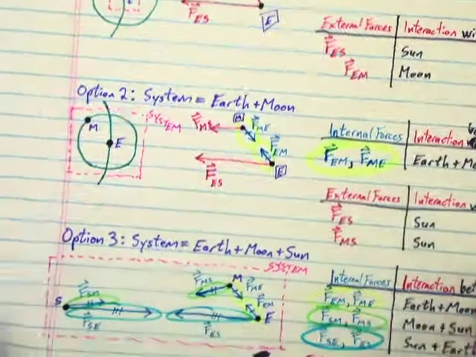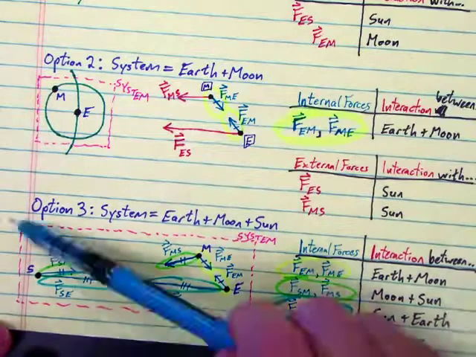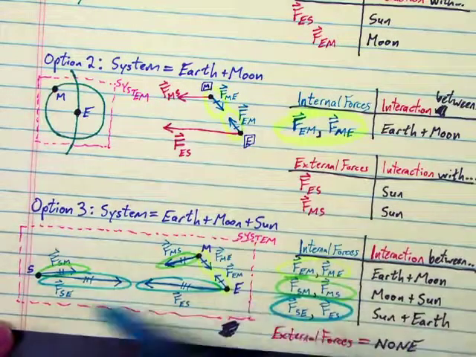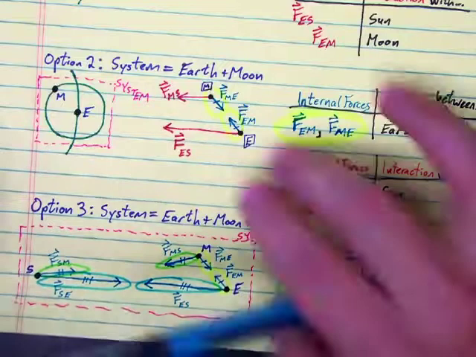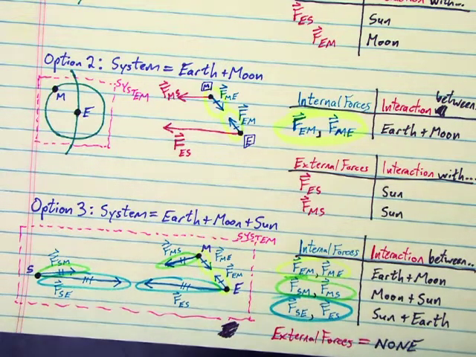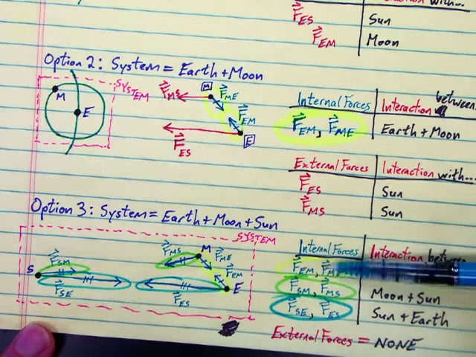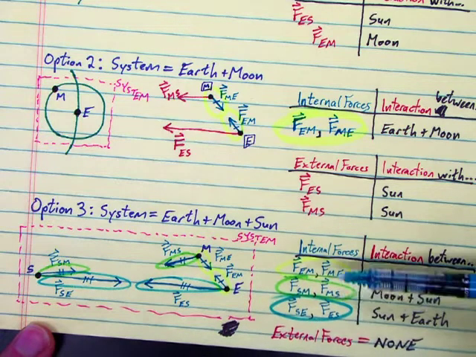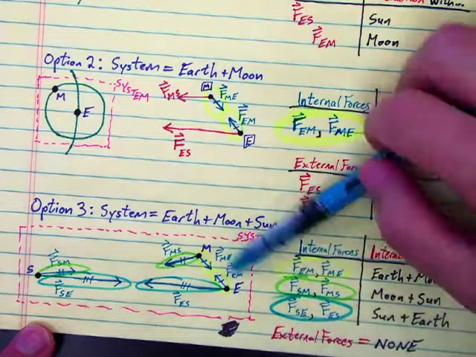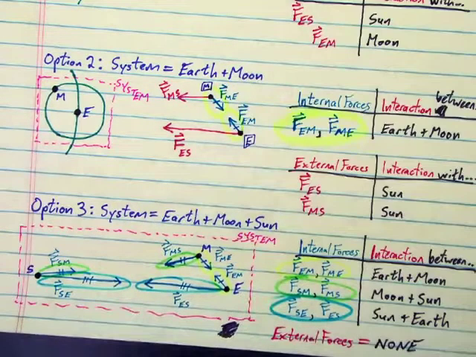Final option would be to include all 3 objects inside the system, the Earth, the moon, and the sun, a big box around all of them. Now there's nothing outside the system, so there are no external forces, at least if we're ignoring Jupiter and other stars and so forth. If there's nothing outside, no external forces. Instead, we just have 3 Newton's third law pairs of internal forces. Moon and Earth internal forces, Earth and Sun internal forces, and Sun and Moon internal forces.